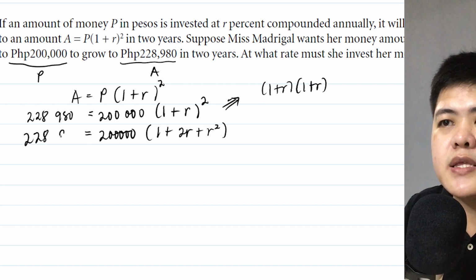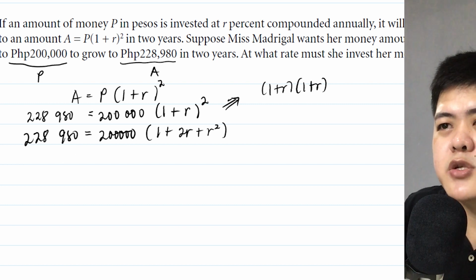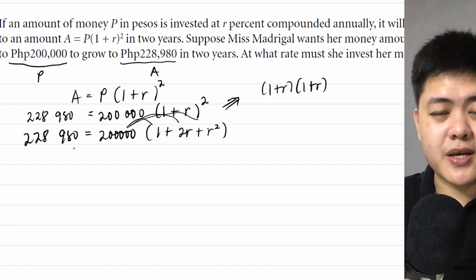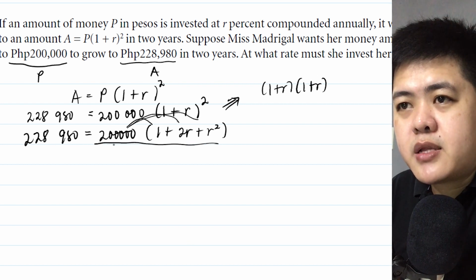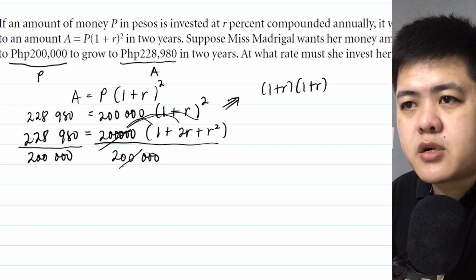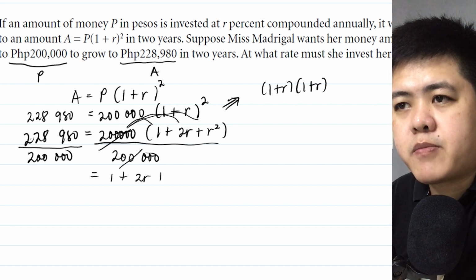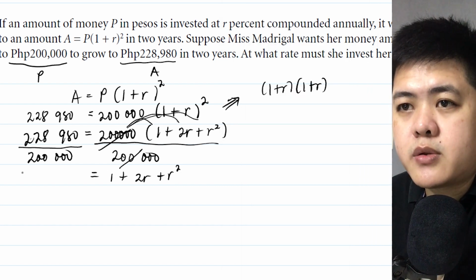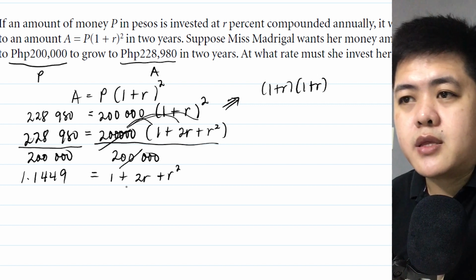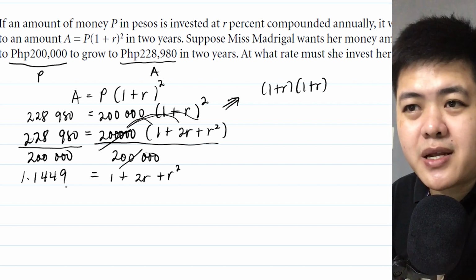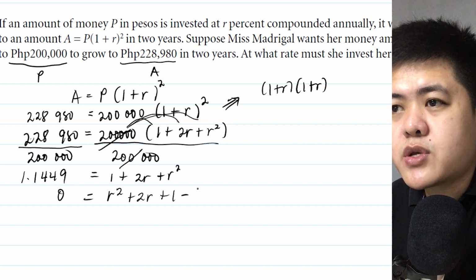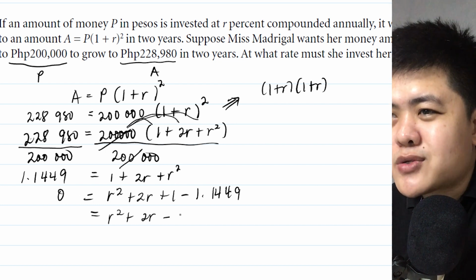228,980. Okay. You can distribute the 200,000 here, or you can divide. Let's see if it's divisible. So, when we divide everything by 200,000, we cancel this, and what's left here is 1 plus 2R plus R squared. It is equivalent to 1.1449, which I computed earlier. Then, we can also move everything to the right, so that this becomes 0. 0 is equal to, let's arrange this, R squared plus 2R plus 1 minus 1.1449. So, this will become R squared plus 2R minus 0.1449.